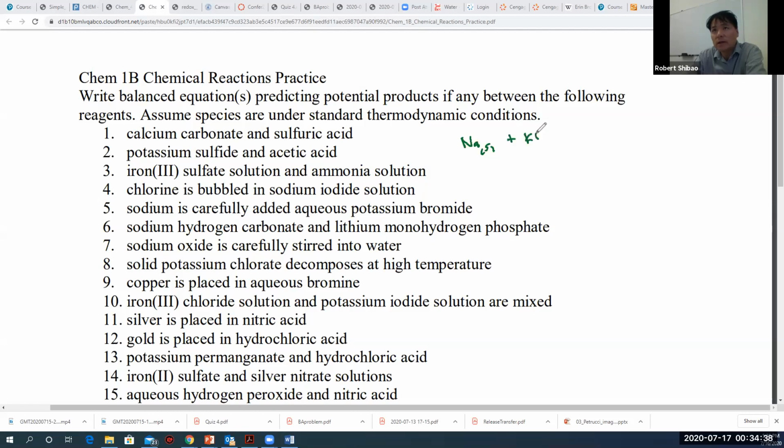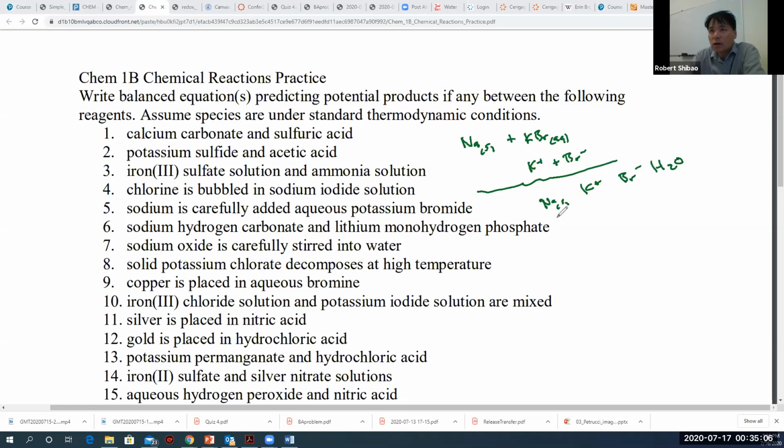Potassium bromide is KBr(aq). Now KBr(aq) is a strong electrolyte, a soluble salt. Potassium salts are soluble, so it's going to break up into the ions. So we're going to have potassium and bromide ions present here. And so when we inventory this, this is the inventory. We're going to have sodium metal, potassium ions, and bromide ions. Since this is aqueous, we also have water present here.